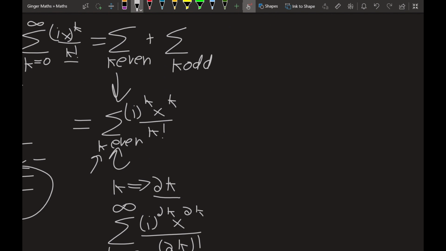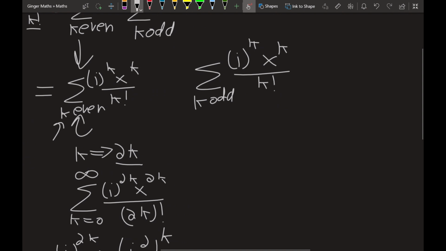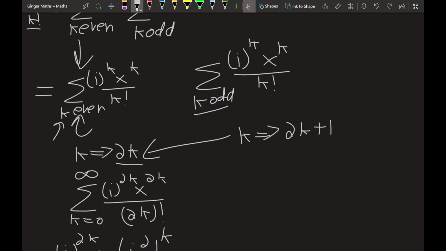And let's do our odd ones now. So it's going to start off the same in a way. So we're going to have a sum over k odd of i to the k times x to the k over k factorial. So instead of expressing just as a sum over odd k, we can sum over every k if we just take our k and make this instead a 2k, but then plus 1.